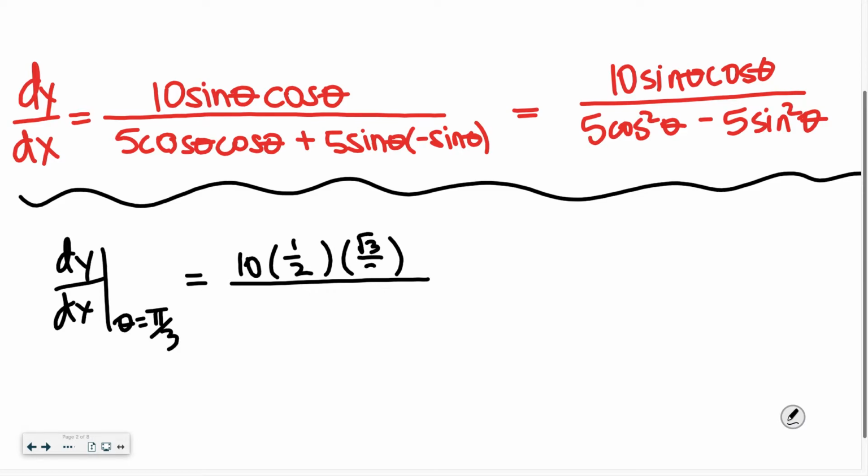Wait, the sine of 60 is 1/2? No, it's the other way around. I was right for once. Caleb, you're smarter than you think you are. You should really have more faith in yourself.